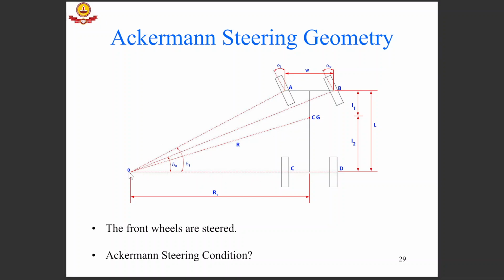Now, if we were to consider a turn about point O, which is say R1 away from the center of the rear axle, and R is the turning radius, then we would require the front two wheels to be rotated by delta I, which is the inner wheel with respect to the turn, and delta O for the outer wheel. Okay, right. So these delta I and delta O angles are intercepted here. Okay, and W is the track width.